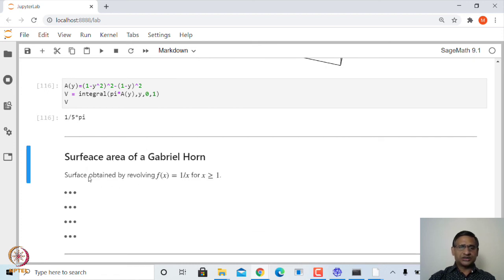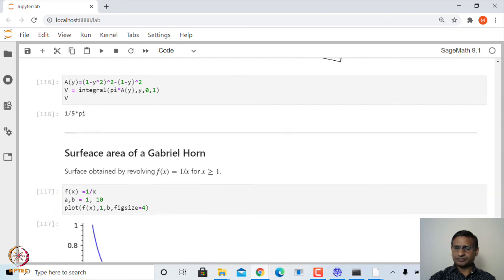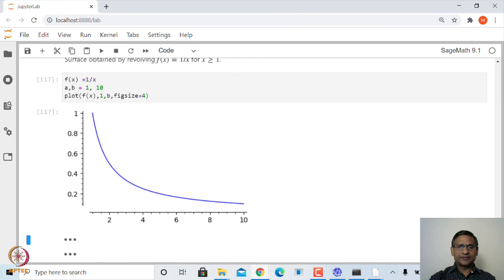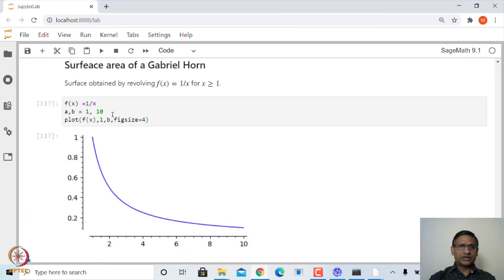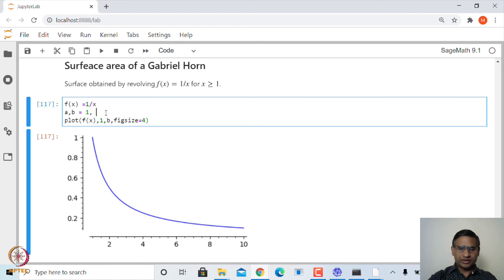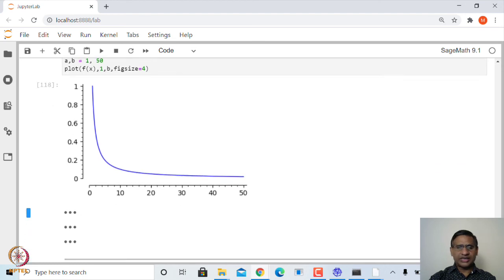This is a surface obtained by revolving the curve y equal to 1 by x about the x axis from 1 to infinity. This is what is called the Gabriel Horn surface. If you try to plot the graph of this function, this is how it looks between 1 and 10, and if you take 1 and 50 instead, this is how it will look. Now, you want to rotate this about the x axis.